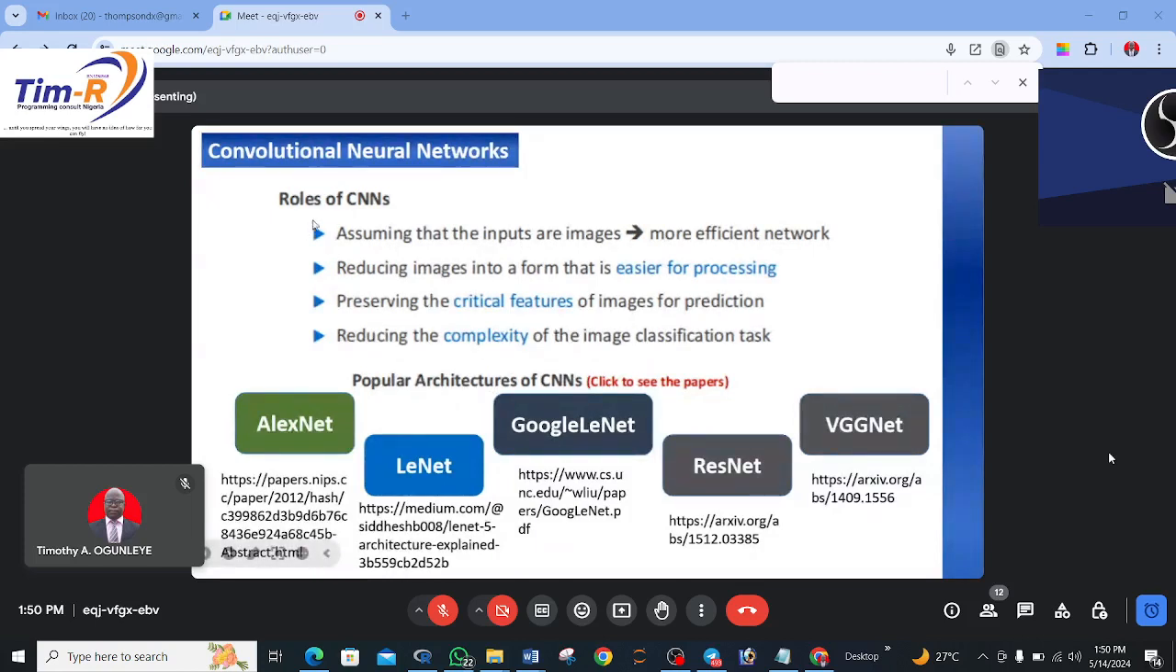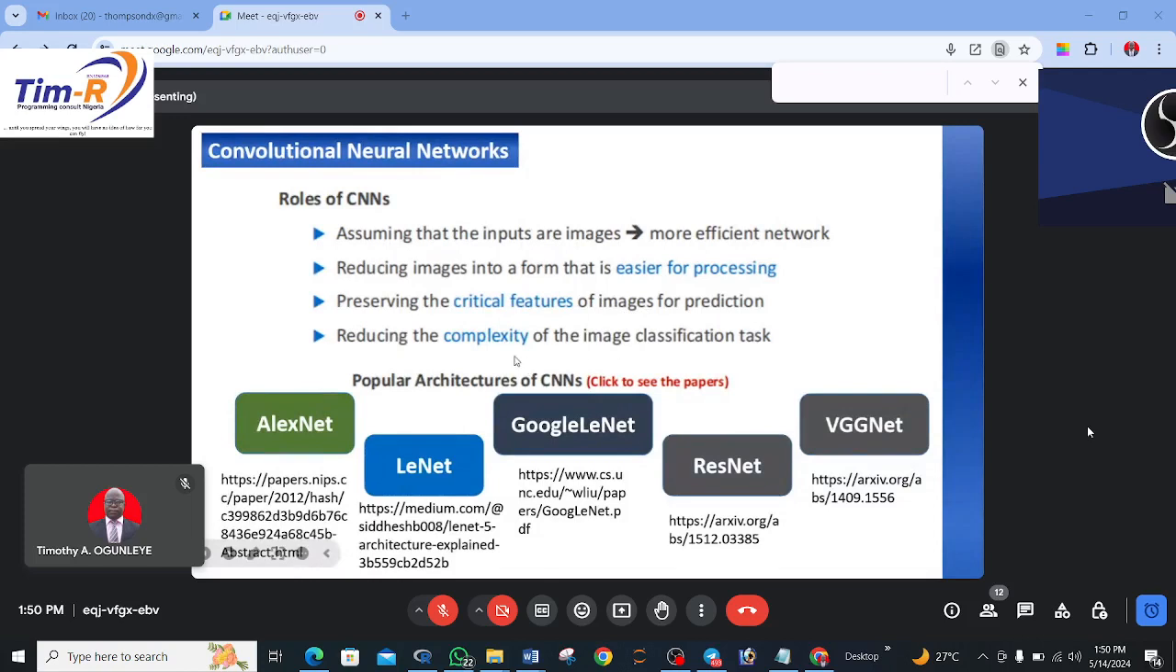So, we want to look at the rules of CNN. Assuming that the inputs are images, it gives us a more efficient network, reducing images into a form that is easier for processing. It also preserves the critical features of images for prediction and reduces the complexity of the image classification task.